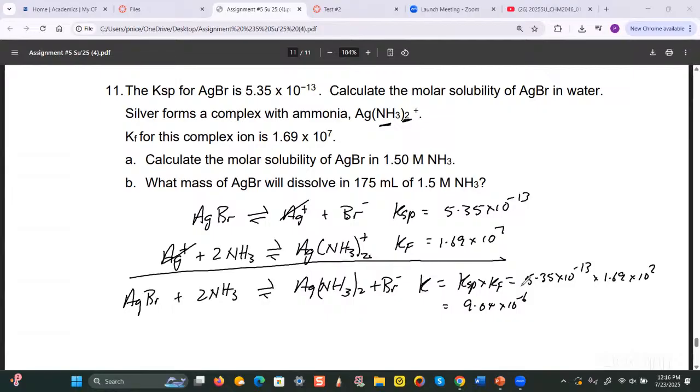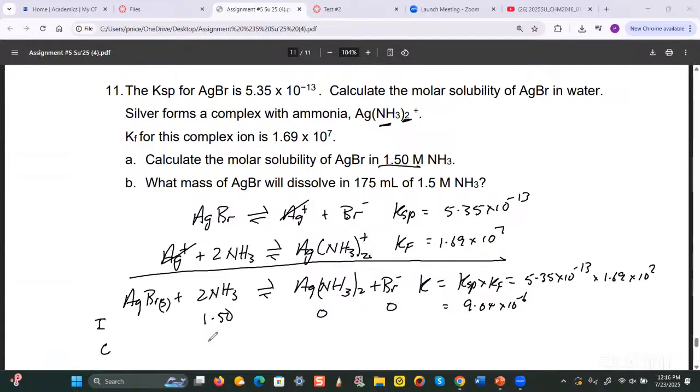Okay, so how are we going to deal with this in terms of calculating what the question is asking for, which is the molar solubility, right? So what we're going to do is we're going to start off with, again, a nice table. Initially, we won't worry about this because that's a solid. Here, it will be 1.50 M, which is the molarity of the ammonia that we're beginning with. And then the concentration of the complex would be 0, and that of the bromide ion would be 0 as well.